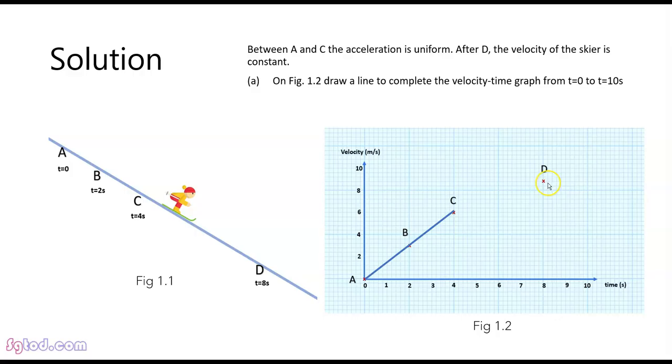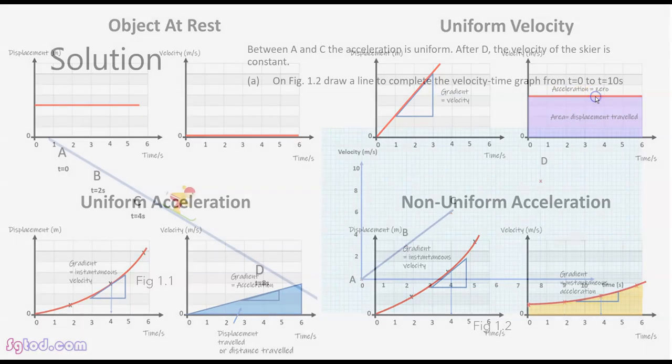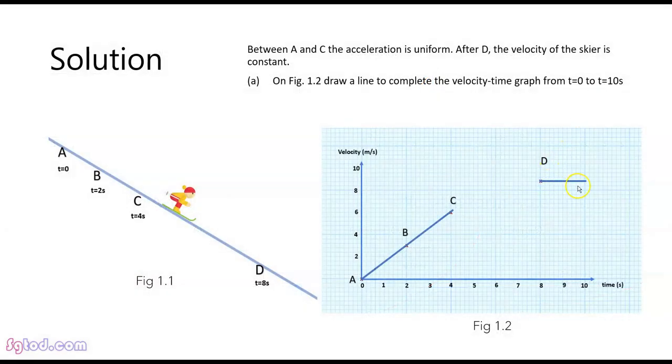We are also told that after point D, the velocity of the skier is constant. When the velocity is constant, the velocity time graph is a horizontal straight line because the velocity does not increase or decrease. Now, from point C to D, the velocity is not constant, nor is the acceleration constant. So, if it is a non-uniform acceleration, then the velocity time graph will be a curve.